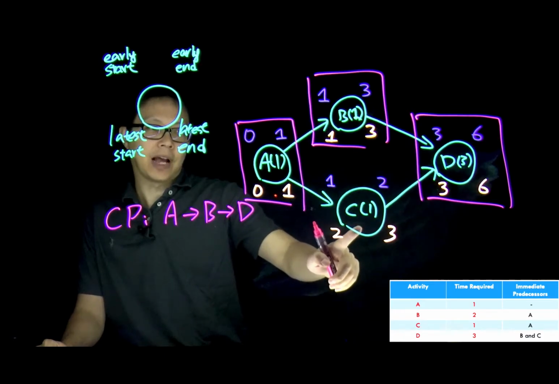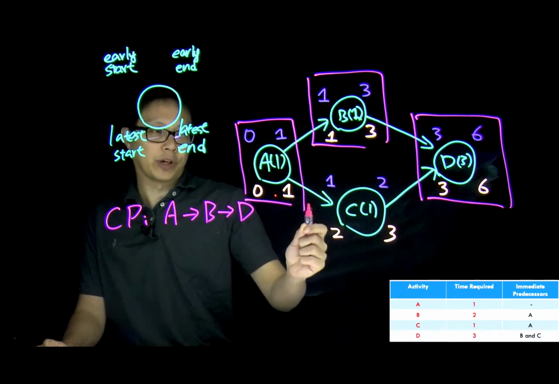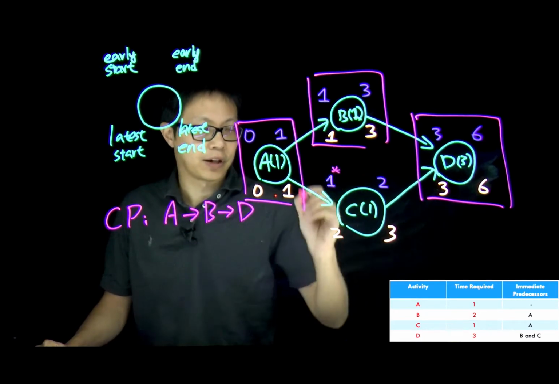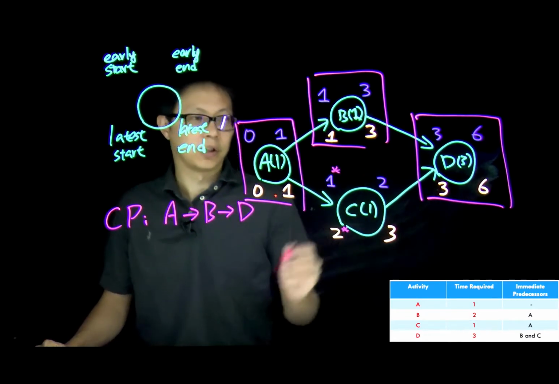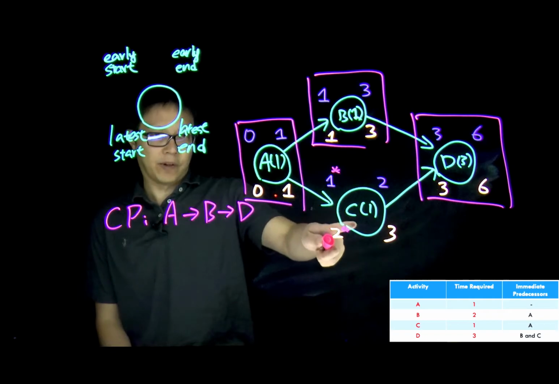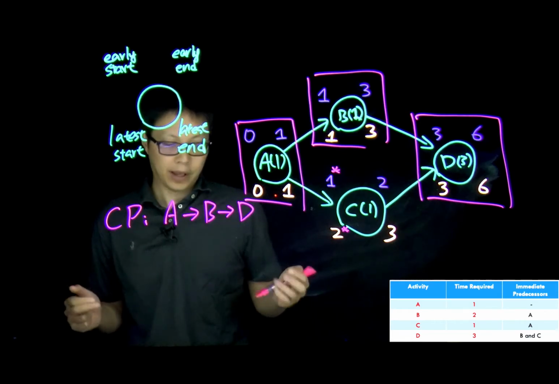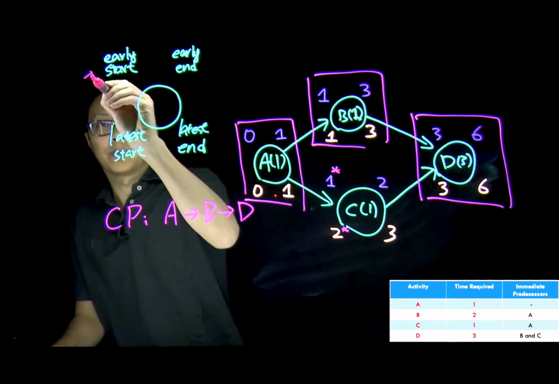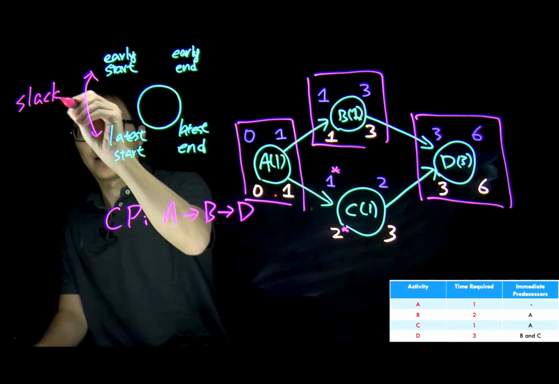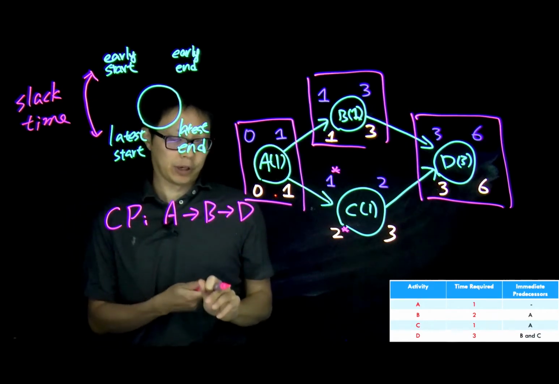However, C is not our critical activity. And when the particular node is not our critical activity, you probably will notice something very interesting. That is, the early start time is different from the latest start time, which means this activity can be delayed for 1 unit of time without affecting the total project time. That's why we define the difference between the early start time and the latest start time as our slack time. That's the total time you will be able to delay for that particular activity.